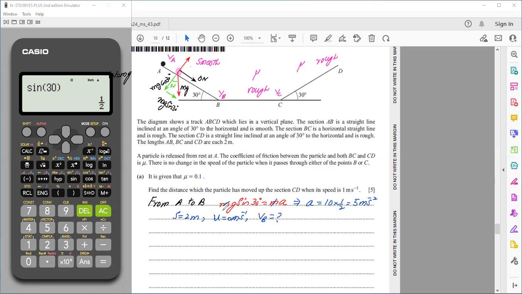So which equation do I have to use from A to B? The equation will be 2as is equal to v square minus u square. Put the values of a as well as s. So you have to write 2 as it is. The value of a we calculated, that is 5. The distance is 2 meter. v square you have to calculate, minus u square, that becomes 0.